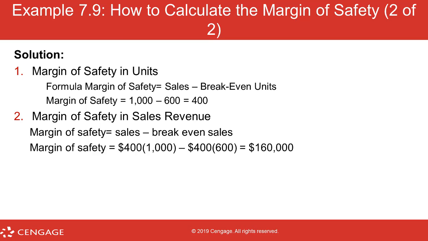Second question asks us to calculate margin of safety in sales revenue. Pretty similar formula there. The margin of safety equals sales minus break-even sales. We sold 1,000 lawnmowers at $400 a piece. That's $400,000. Our break-even was 600 units at $400 a piece. That's $240,000. 400,000 minus 240,000 is $160,000, which is our margin of safety in sales revenue for Whittier.